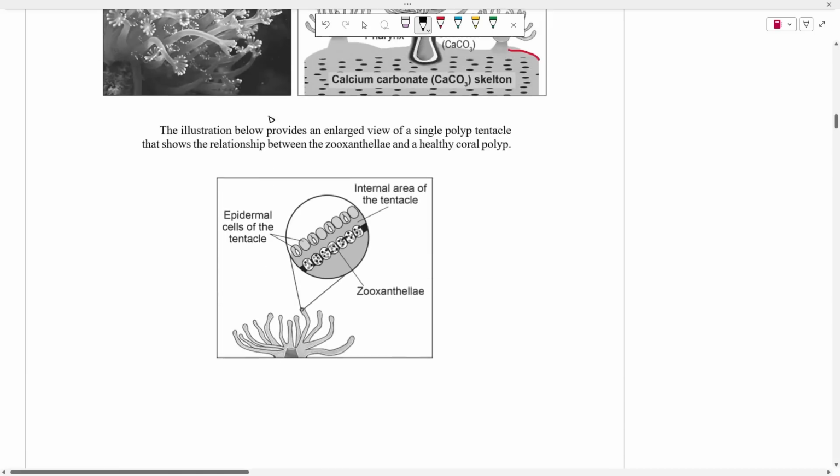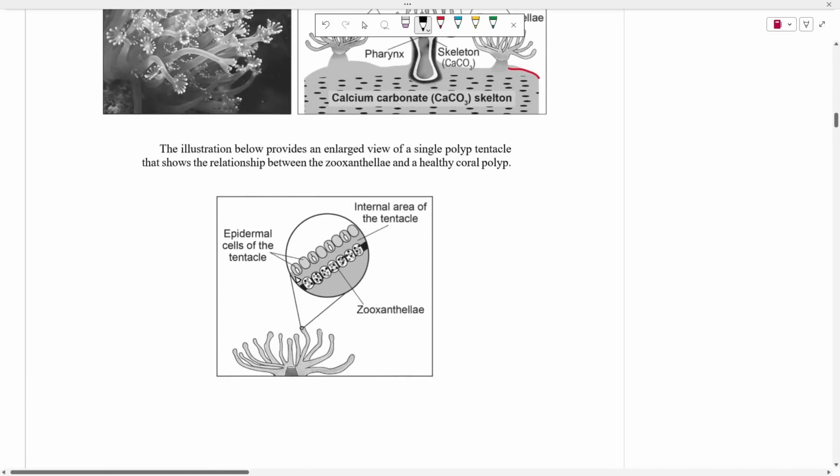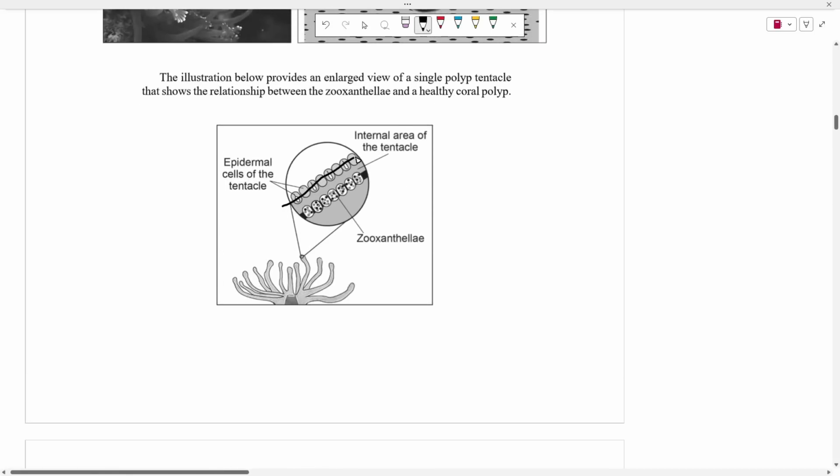And again, we have an enlarged image of what's happening up here. So here we have the outside of the tentacle. Here we have the inside of the tentacle where the zooxanthellae live.